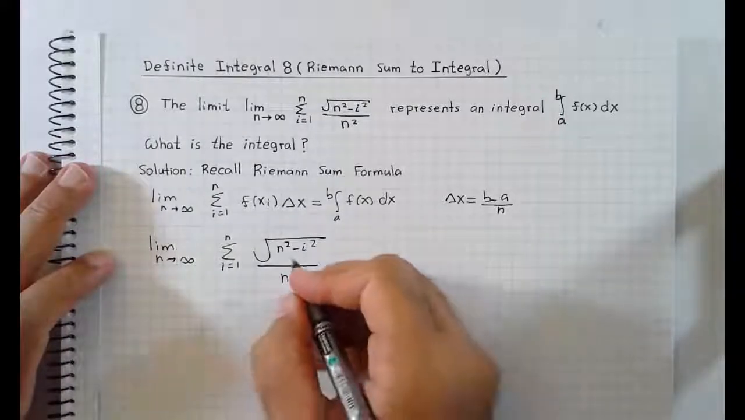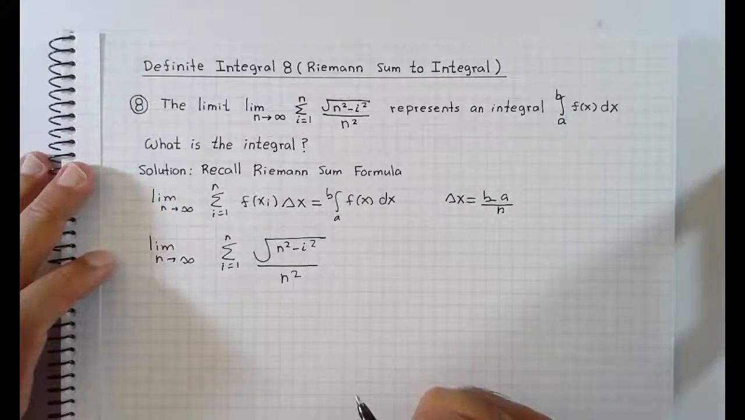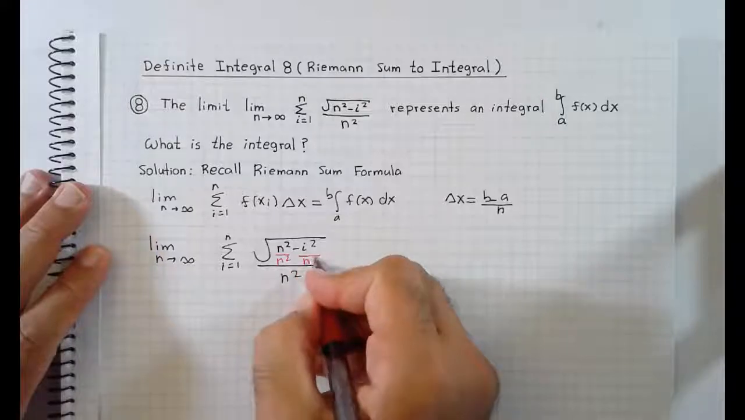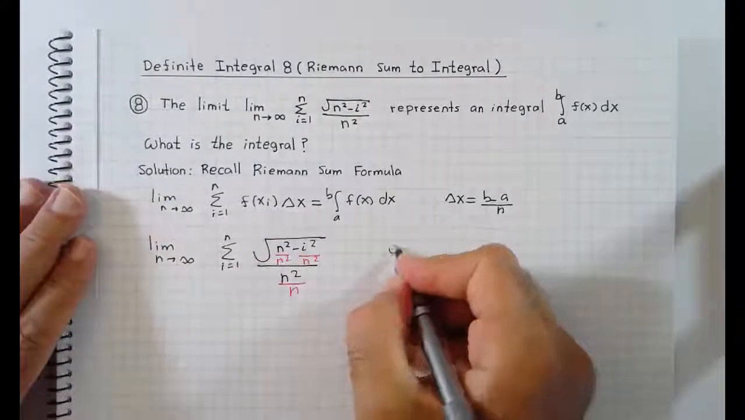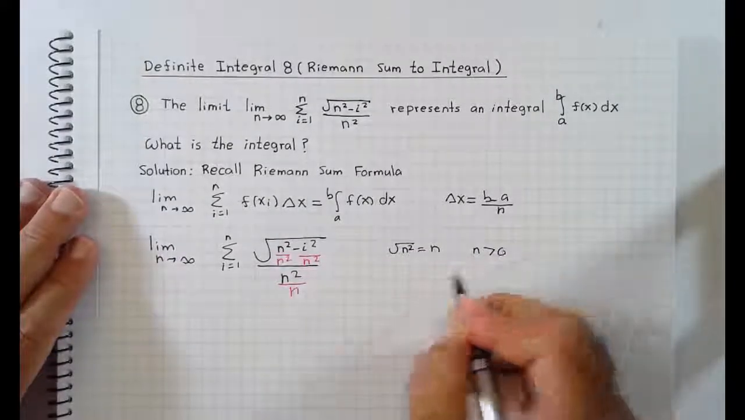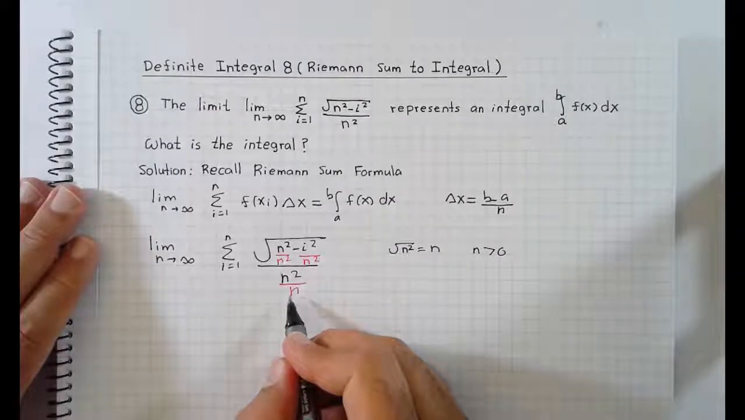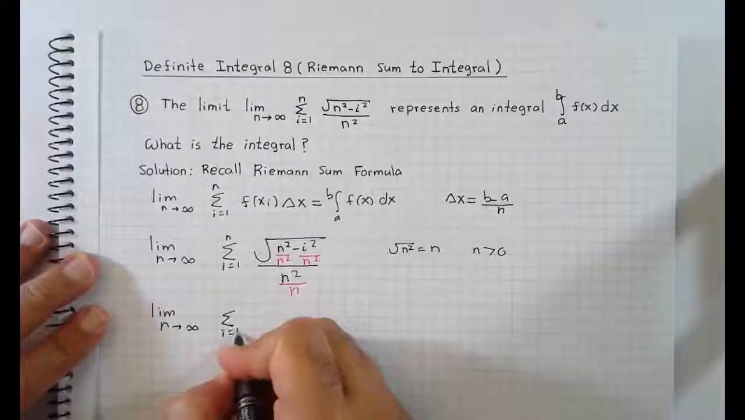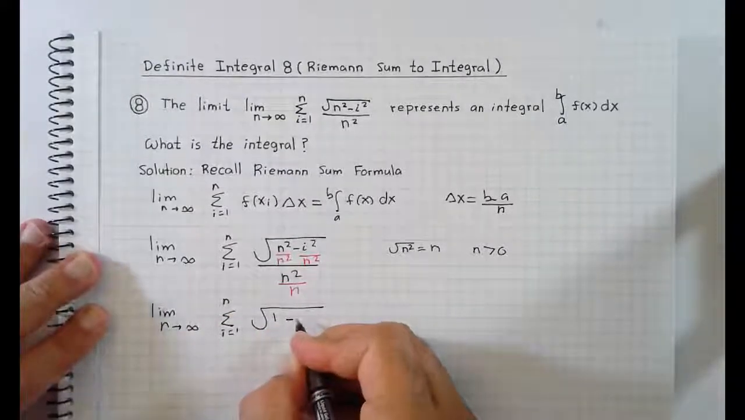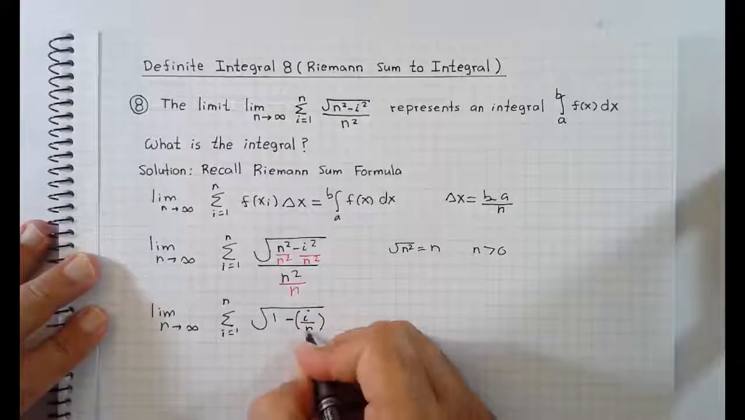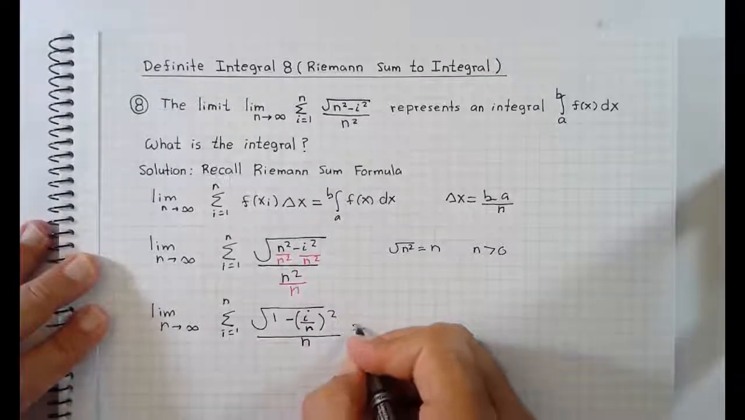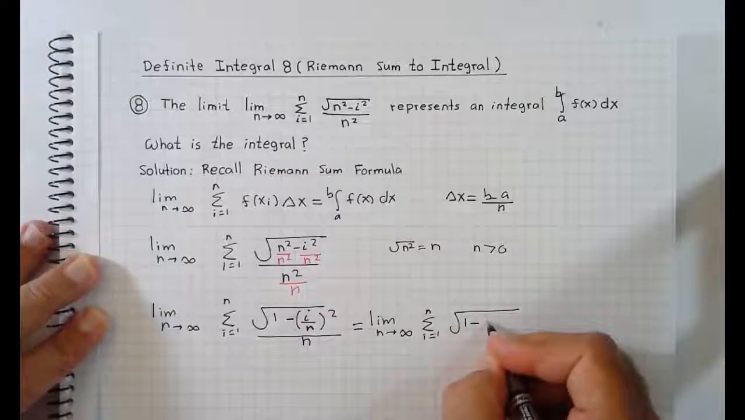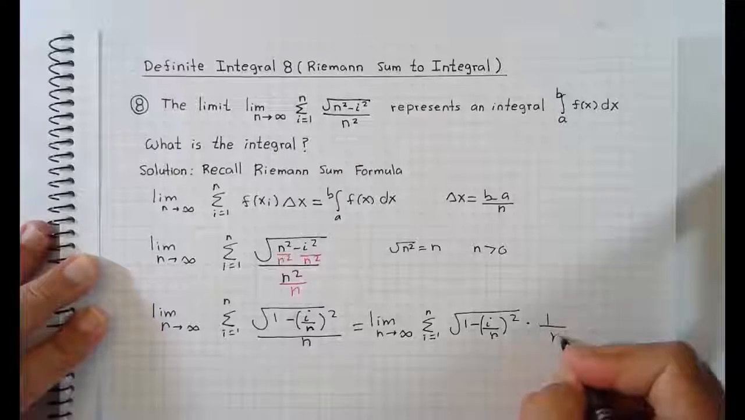So let's do some algebra first to put this into a different form such that we have a delta x of the form 1 over n somewhere inside the summation. So I'm going to divide by n squared here, and divide by n outside the radical, because the root of n squared is equal to n, which is positive. Dividing by n squared inside a radical is equivalent to dividing by n outside a radical. If we simplify this, we get the limit as n goes to infinity of the summation from i equals 1 to n of the root of 1 minus i over n, all squared, all over n. This is equal to the limit as n goes to infinity of the summation from i equals 1 to n of the root of 1 minus (i over n) squared, times 1 over n. This is delta x.